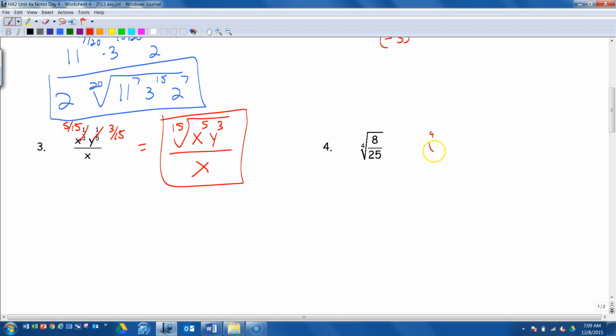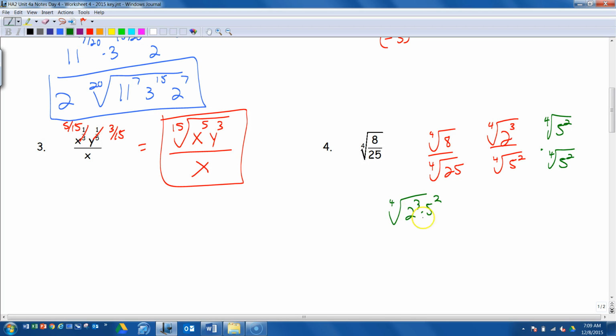This one here is the 4th root of 8 over the 4th root of 25. I break these down. It's the 4th root of 2 cubed over the 4th root of 5 squared. I need to rationalize the denominator here. I need 2 more 5s. So I'm going to multiply the top and bottom by the 4th root of 5 squared. So I end up with the 4th root of 2 to the 3rd times 5 squared over 5. And then when I simplify that, multiply those numbers together, 25 times 8 is the 4th root of 200, all over 5.